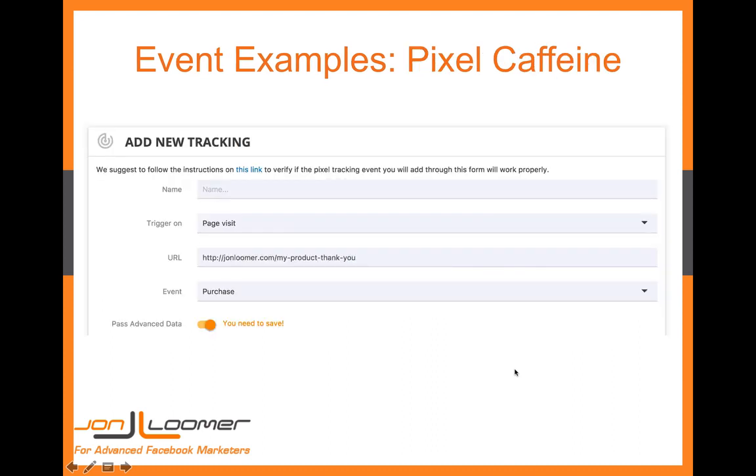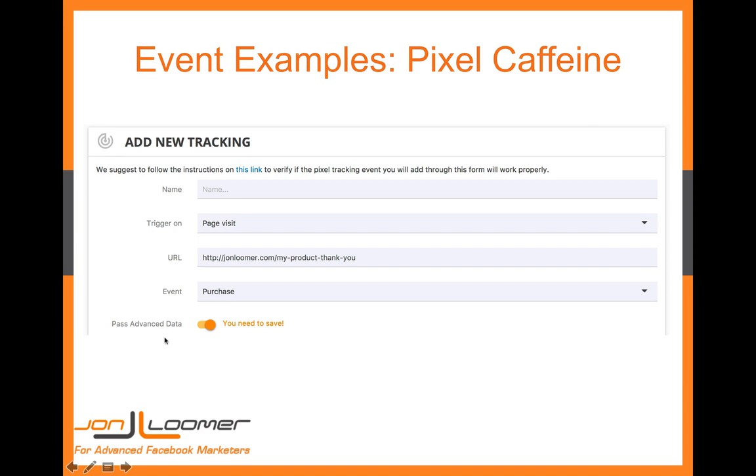Then it takes me to Pixel Caffeine. If you're looking for ways to simplify this and make it a little bit easier, this is another free plugin that I introduced to you last week. There was a question about it earlier. There may still be some bugs in it, not sure, because it is brand new. But first of all, we can add new tracking, triggered on a page visit, but it doesn't have to be on a page visit. And you determine what that URL is, what that event is.